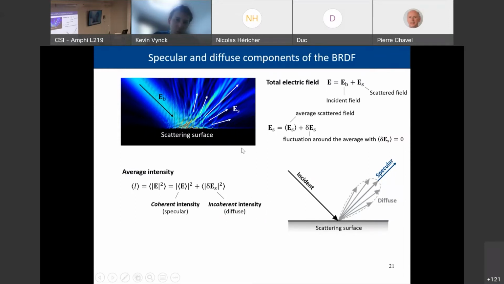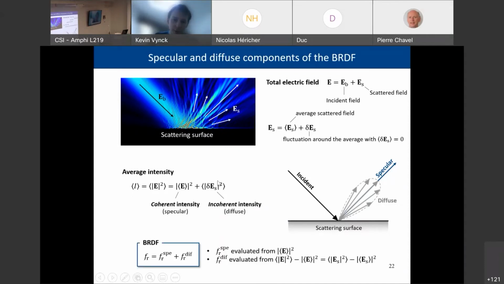Actually, if you consider that you have a surface without any heterogeneity, without any randomness, roughness, then there will be no fluctuation of the scattered field. So this term is going to 0, and you find that the average intensity is purely specular. So this all makes sense. The incoherent or the diffuse intensity is then directly described by the fluctuation of the scattered field.